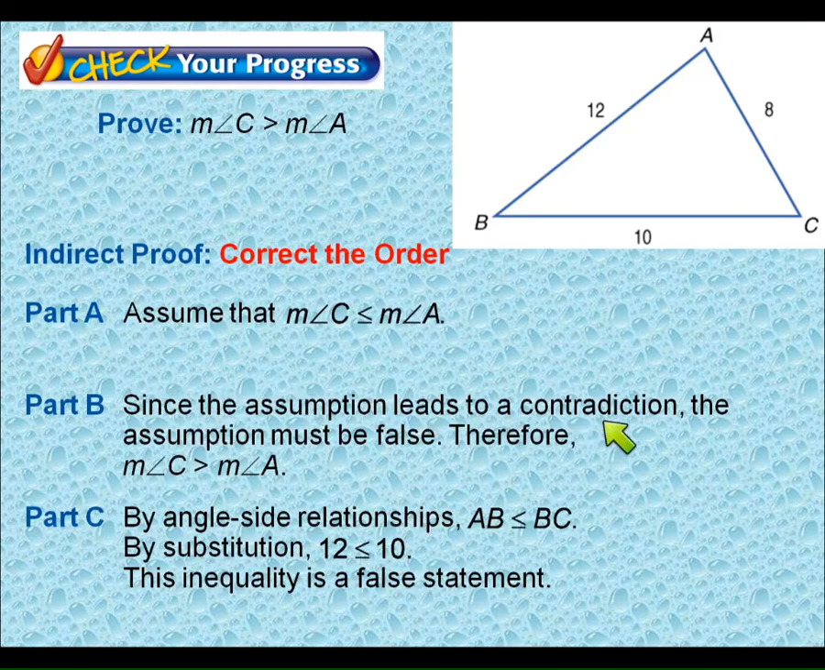Therefore, since our assumption led to a contradiction, it's false and C must be greater than A. This is exactly like what we did before. We just called the theorem number here and went from there. So that's proving indirectly. It would go A, C, B in this case. Any questions there?